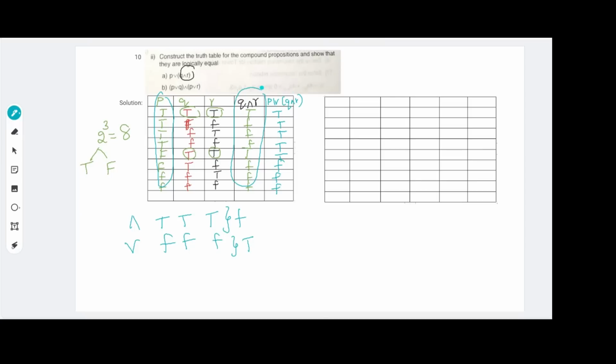This is how you construct the truth table. Now moving on to part B, which is again P, Q, R. P will be 4 times T and 4 times F. Then Q will be 2 times T, 2 times F, 2 times T, 2 times F. Then R is 1 time T, 1 time F.